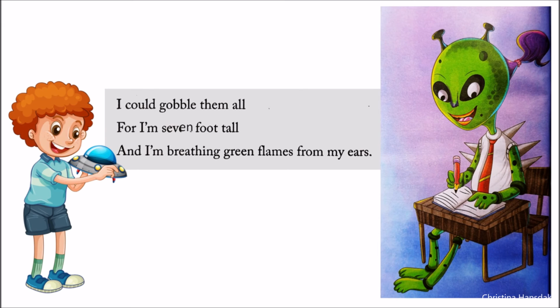In the fourth stanza of the poem, the poet tells us that the Marrog says he could gobble all the people up if he wanted to because he is really tall. He also breathes green flames from his ears. He is truly scary.